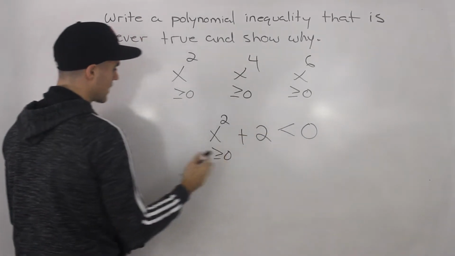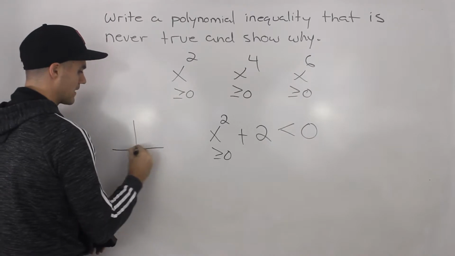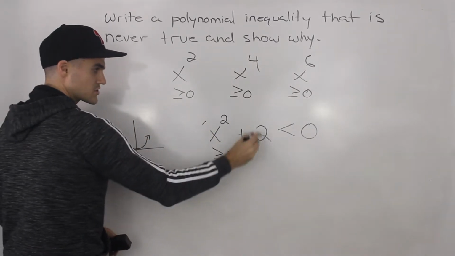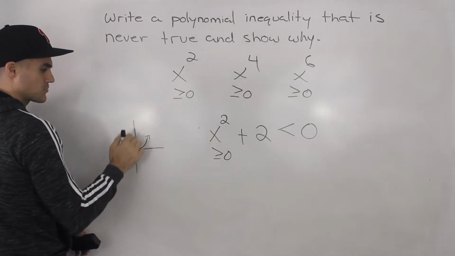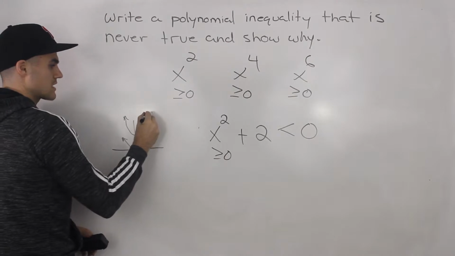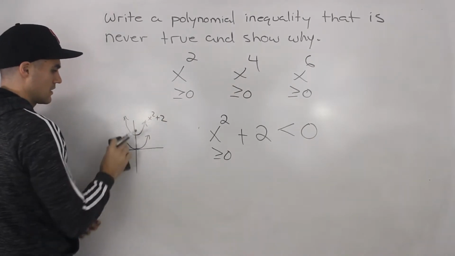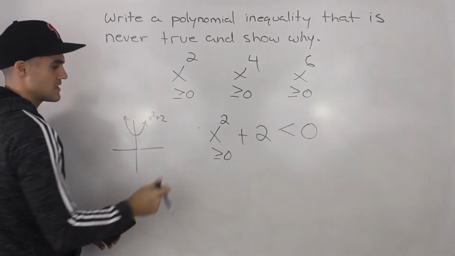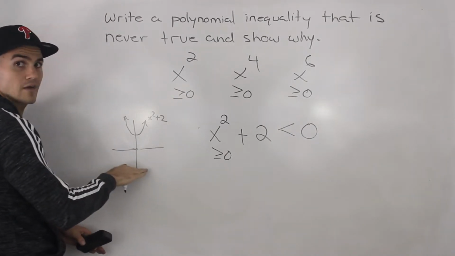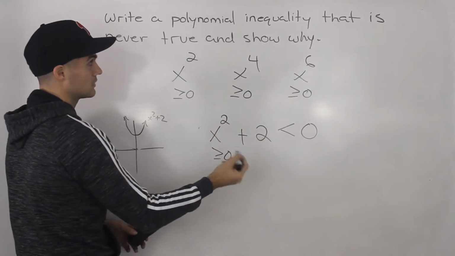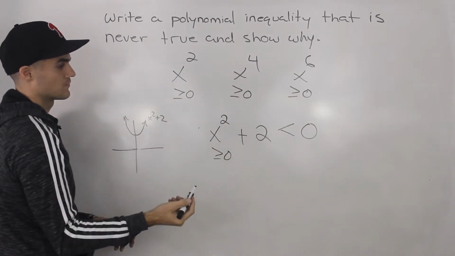And you can also see this graphically. So x squared is just a regular parabola like that. Well, x squared plus 2 means we take this parabola and shift it up by 2 units. So this is x squared plus 2. And notice x squared plus 2 can never be less than 0. The y values are never negative. So this is an example of a polynomial inequality that is never true.